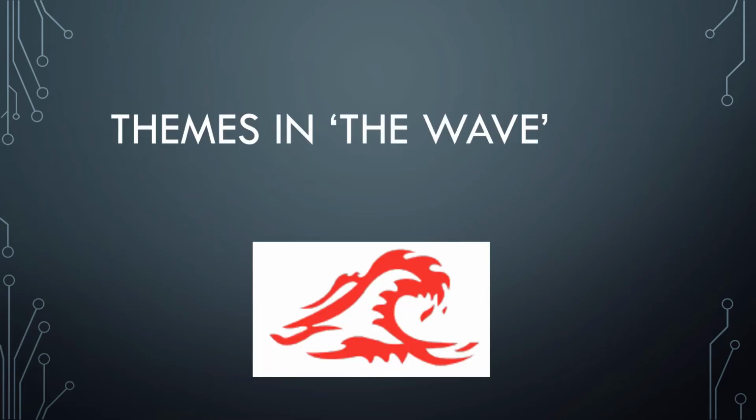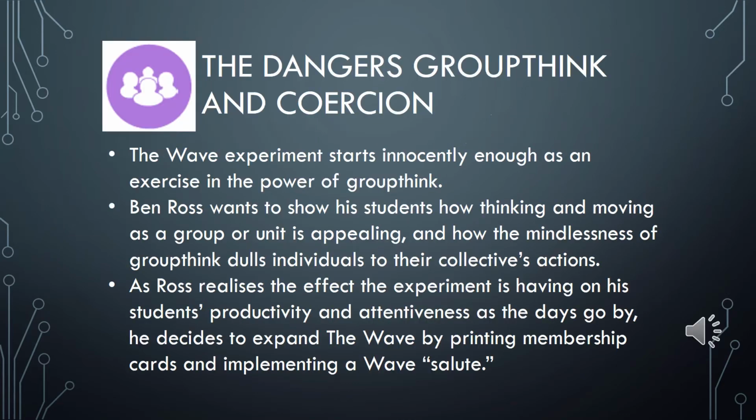Okay, there are a few strong themes in The Wave. Specifically, we're going to be looking at four. The first theme that we find in The Wave is that of groupthink or coercion. Now, coercion is to force or to get someone to obey. Okay, so you force someone to do something.